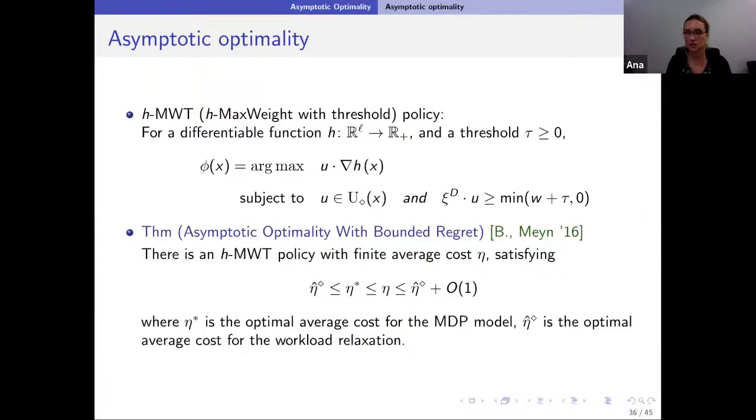Okay, note that we will use the workload relaxation to actually bound the optimal average cost for our model and for the policy that is H max weight with threshold.